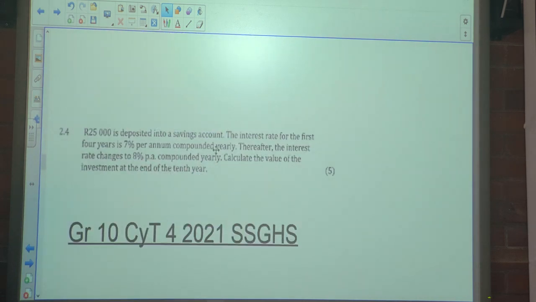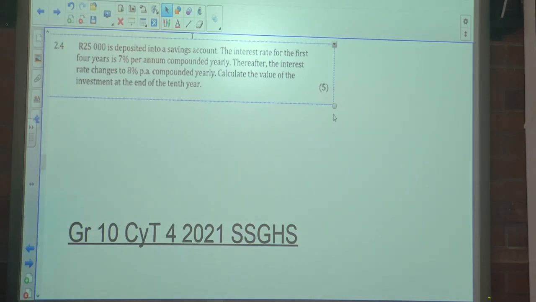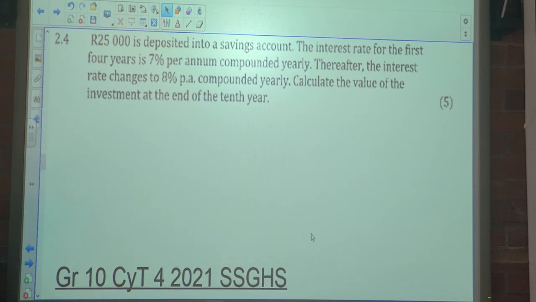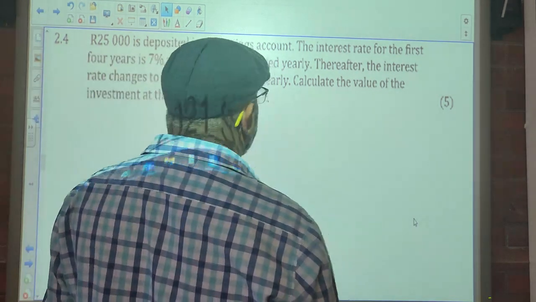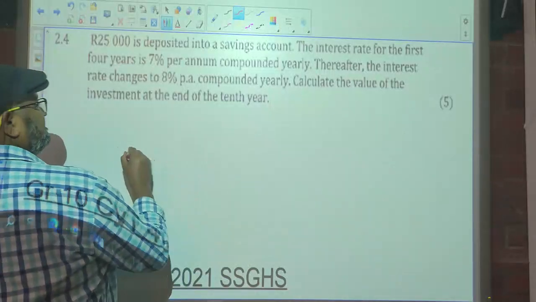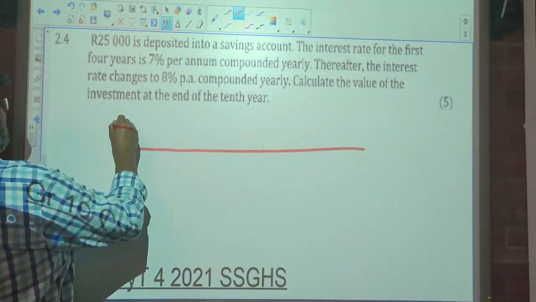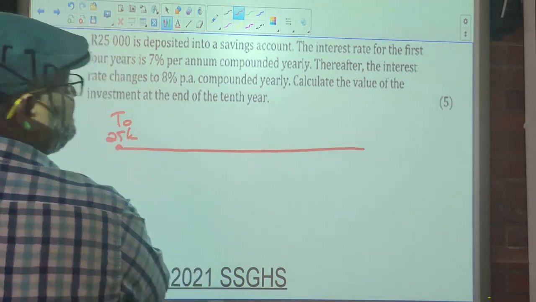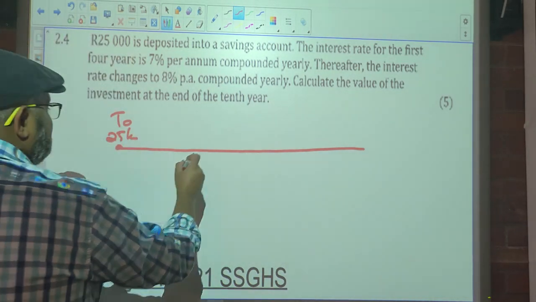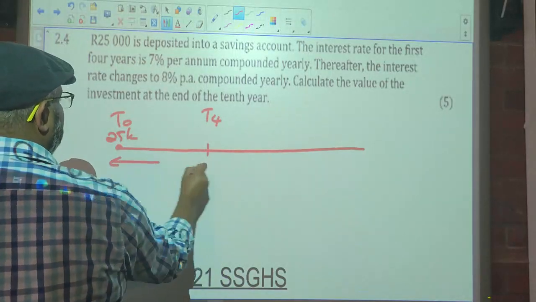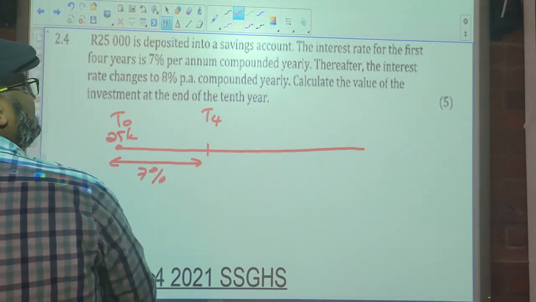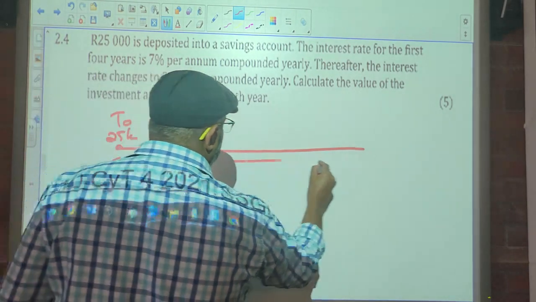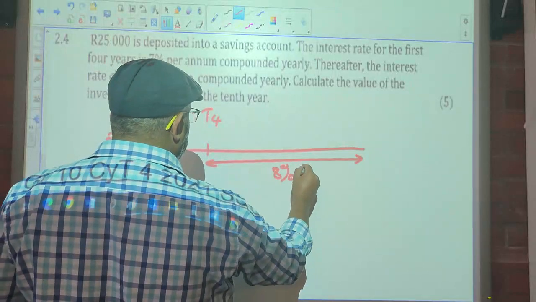People, let's do 2.4. Question 2.4. 25,000 Rand is deposited into a savings account. Timeline question. The interest rate for the first 4 years, T4, is 7% per annum compounded yearly. Thereafter, the interest rate changed to 8% per annum compounded yearly.